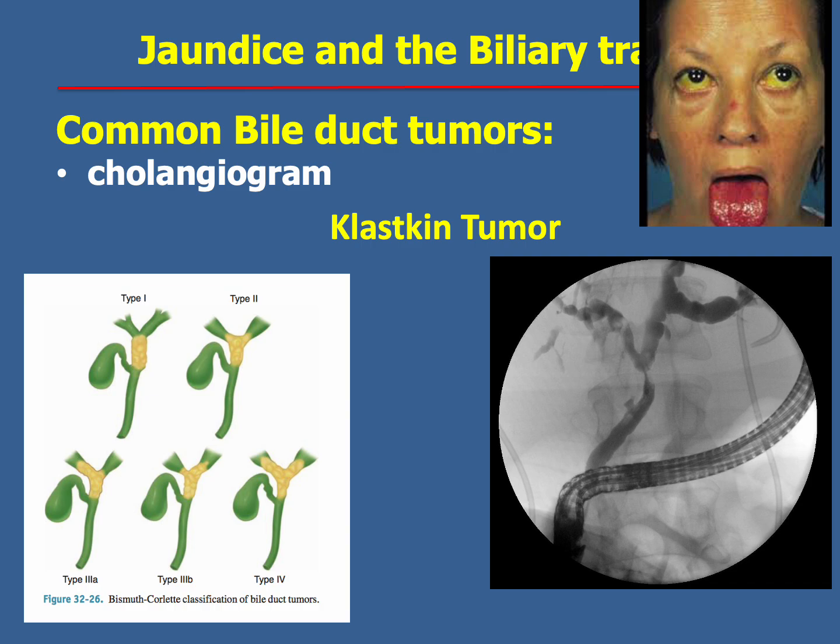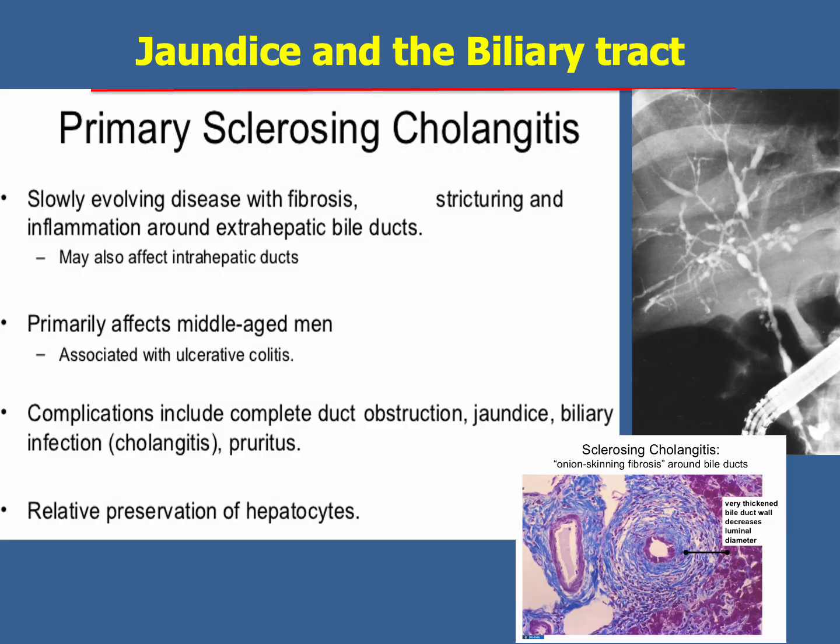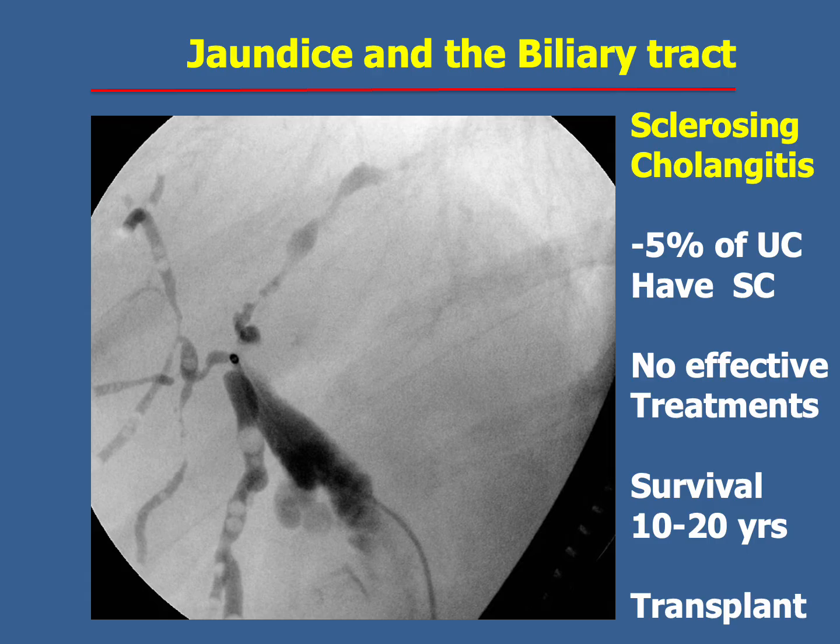Primary sclerosing cholangitis. Primary sclerosing cholangitis is a slowly evolving onion skin-like fibrosis and inflammation around the extrahepatic ducts that sometimes include the intrahepatic ducts. It's associated with ulcerative colitis and can cause ductal obstruction with cholangitis. There is no effective treatment other than transplant.